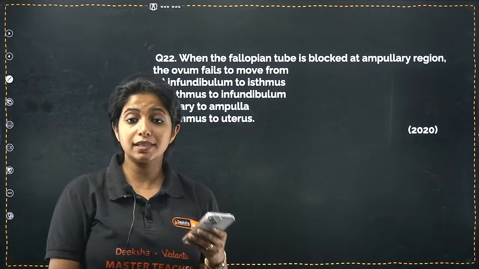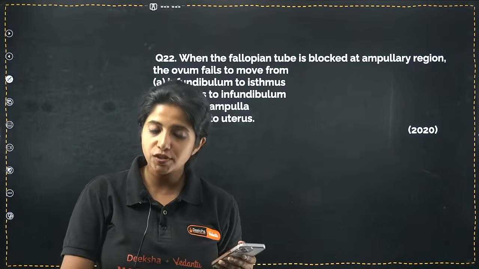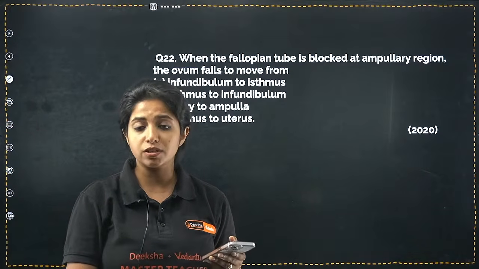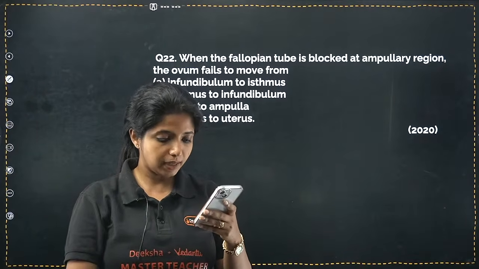Ma'am, what is Bartholin's gland? It is there in the case of the female reproductive system. It's not there in the NCERT. Do not be worried. And it's there for lubrication in the case of females. Okay?